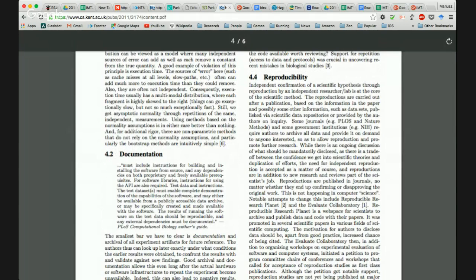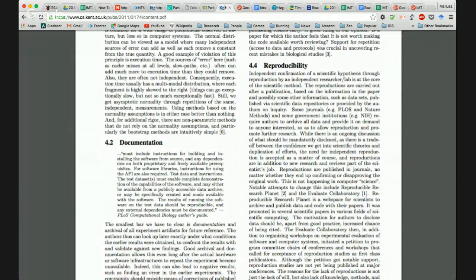In section 4.4, reproducibility, they say independent confirmation of a scientific hypothesis through reproduction by an independent researcher is at the core of scientific method. So that's what science is about. Science is about coming up with some sort of general truth about reality and independent researchers confirming those truths independently of each other.